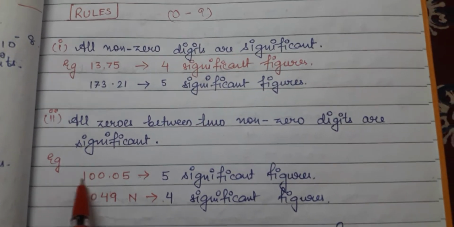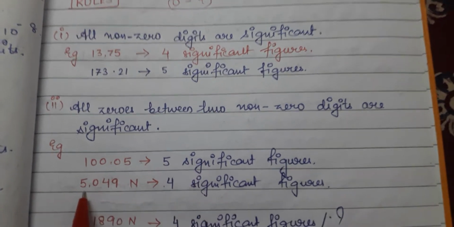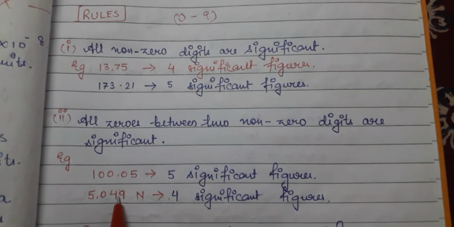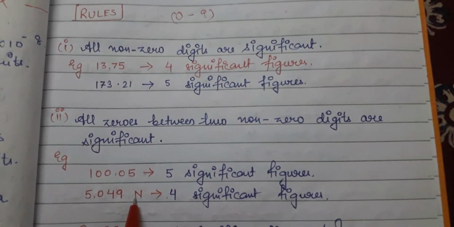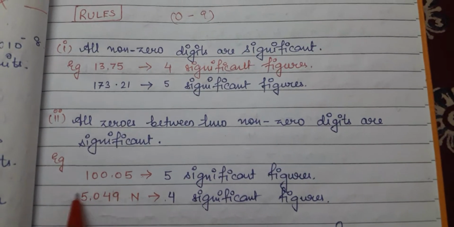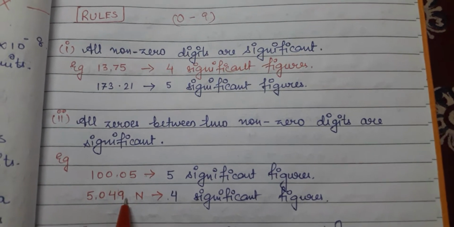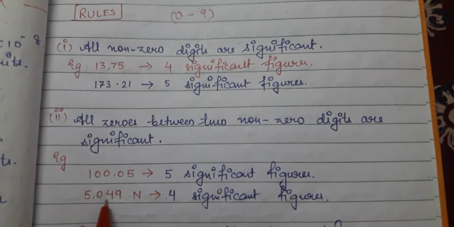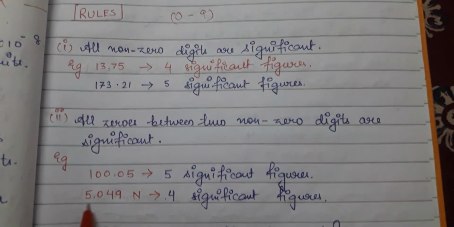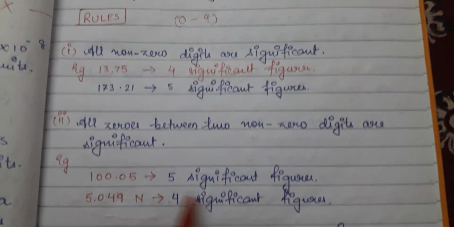So in this first part there are 5 significant figures, and in the second part again we can see there are 4 significant figures. Although there are 3 non-zero digits, a 0 is included between the 2 non-zero digits. So here we will include 0 as well. So 5.049 has 4 significant figures.